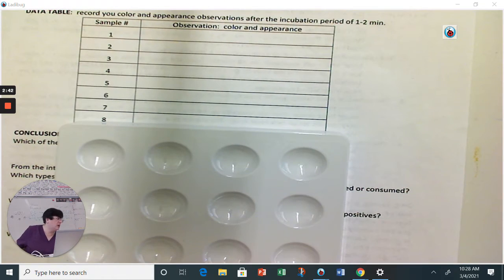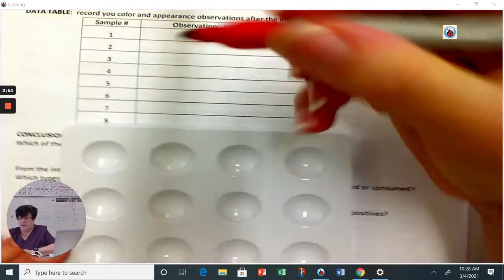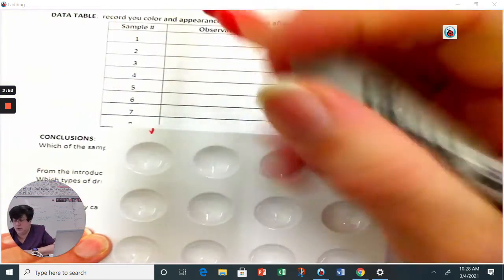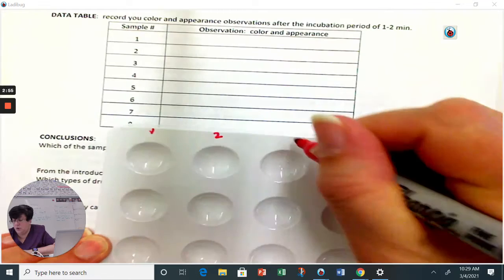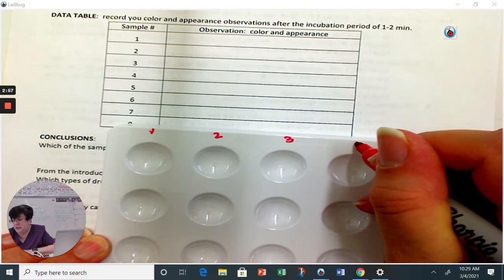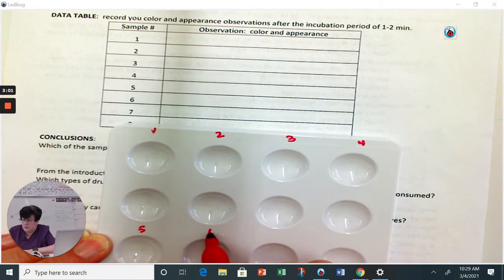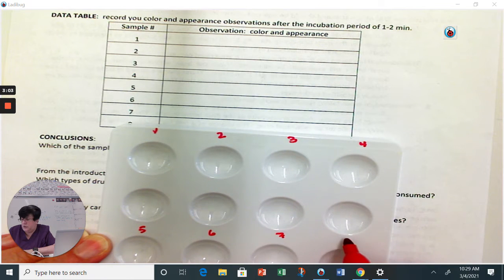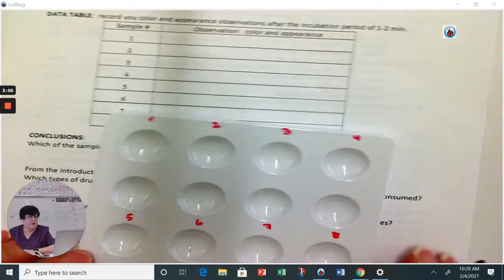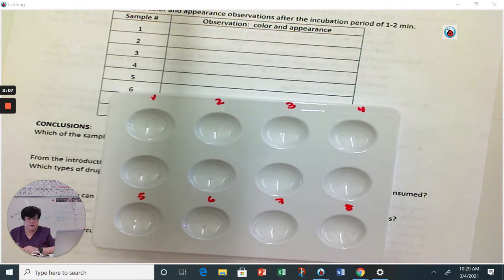In fact, let me see if I can get a pen that will write those numbers. I hate doing this because one of the things that we have to use will, if the pen is anywhere closer, the drop gets on it, it'll bleed into the well. So I'm going to have to be really careful when I do the experiment. Okay, so there's my 8 samples labeled on my well plate.